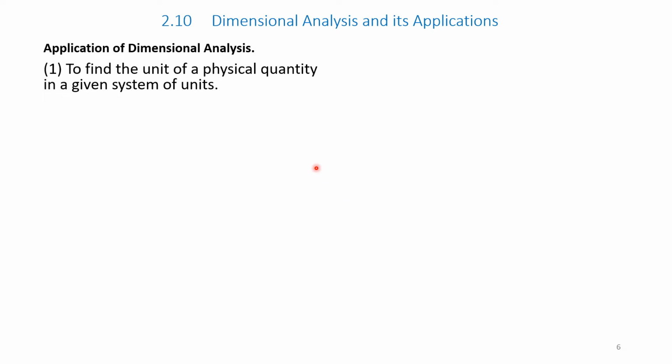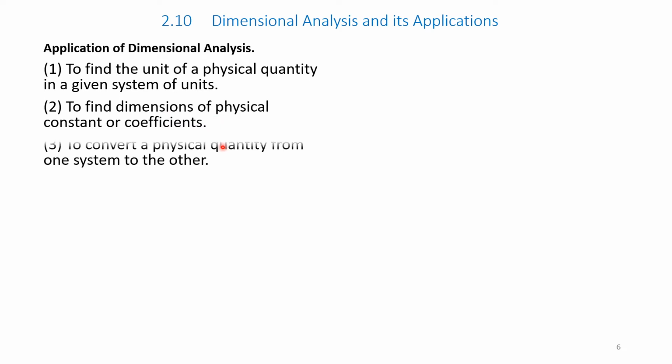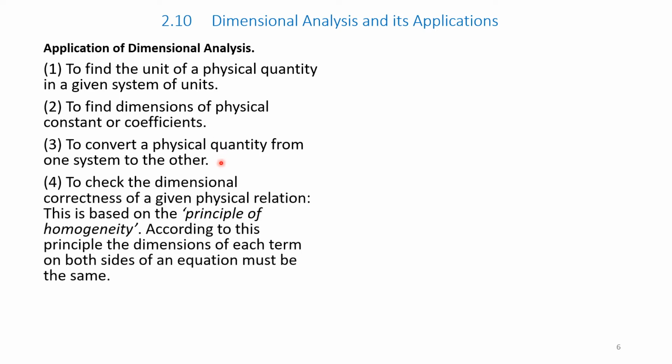Applications of dimensional analysis. First application is to find the unit of a physical quantity in a given system. Second application is to find the dimensions of a physical constant or coefficient. Third, to convert a physical quantity from one system to another system. And fourth application is to check the dimensional correctness of a given physical relation.